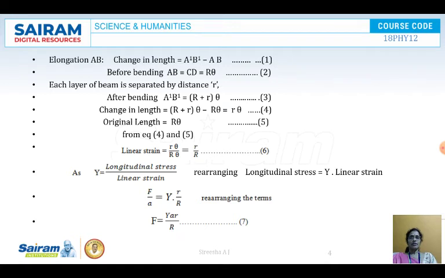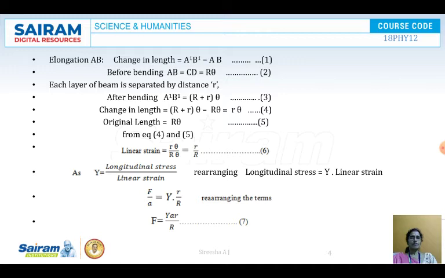Now, elongation AB. What is the elongation AB? Change in the length, that is final position minus initial position. A dash B dash is the final extension and AB is the initial one. So A dash B dash minus AB. Before bending, AB is equal to CD is equal to R theta.